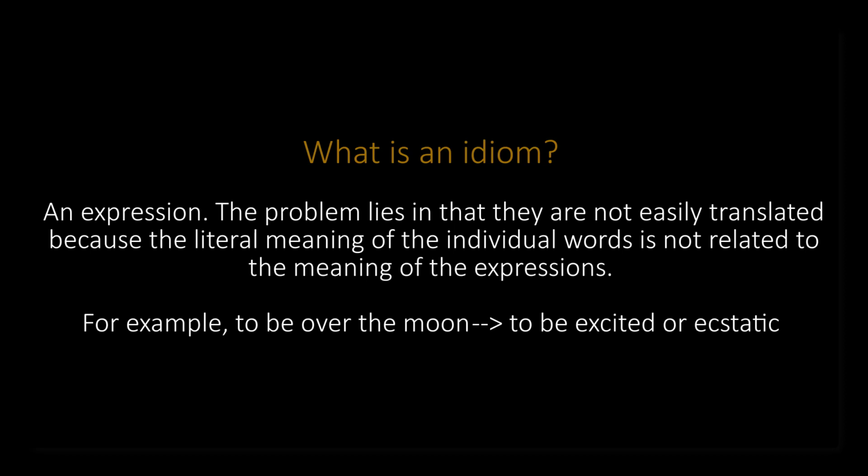So for example, to be over the moon, like this means to be excited or ecstatic, so very, very happy. However, if we look at the expression and the literal meaning, it doesn't make any sense. I mean, you can't be over the moon, okay? Over the moon, how would you translate that? So you need to really understand the idioms, their translation, and then them in context, okay?